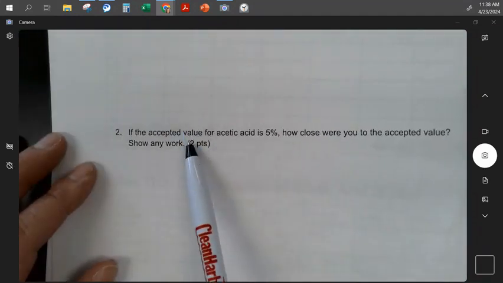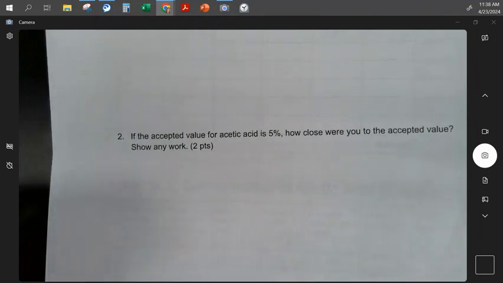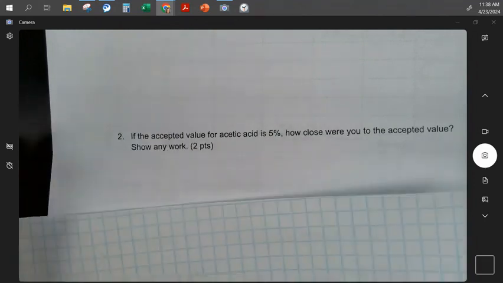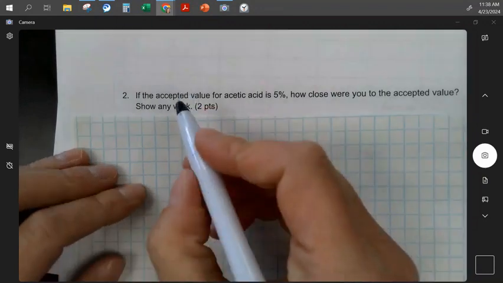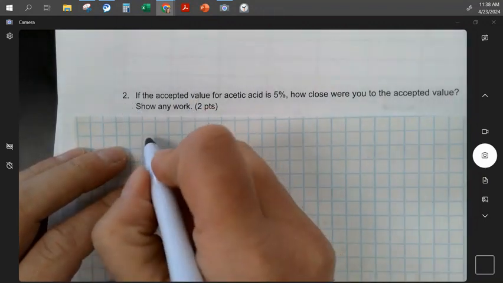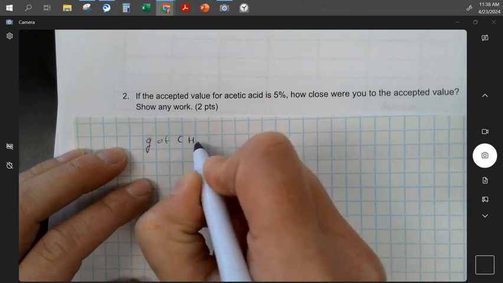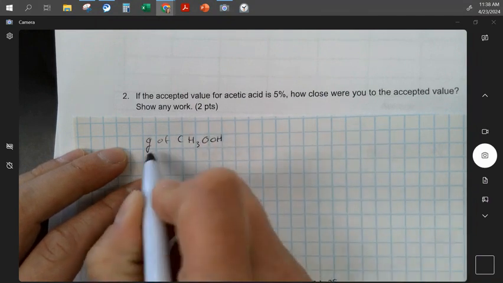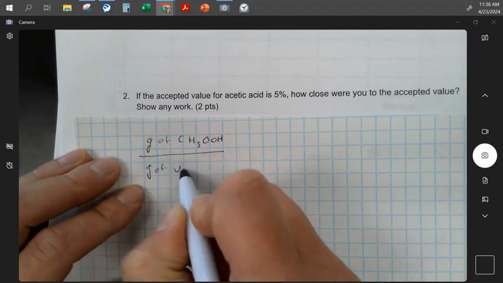Okay, this one's a little bit different. If the accepted value, so if you go to the store and you buy vinegar, or if you look at the bottle of vinegar in the lab, it tells you the concentration or the percentage of vinegar. So it's mass percentage. So this question, we're going to do grams of acetic acid over the grams of vinegar.